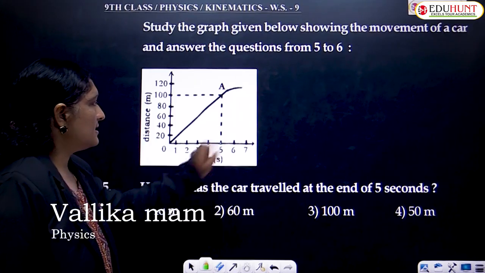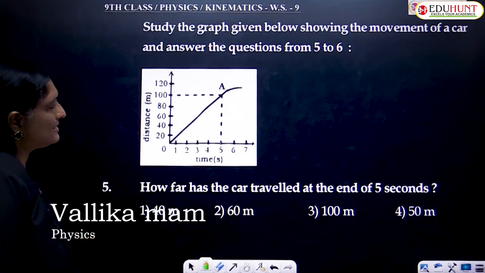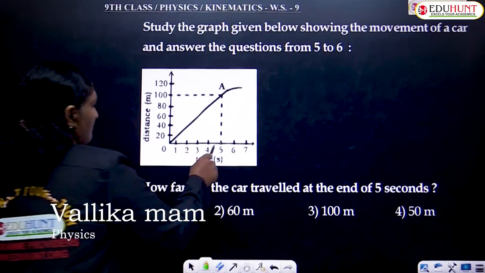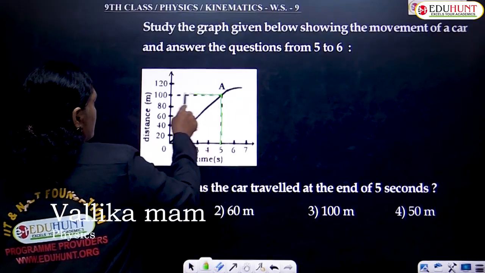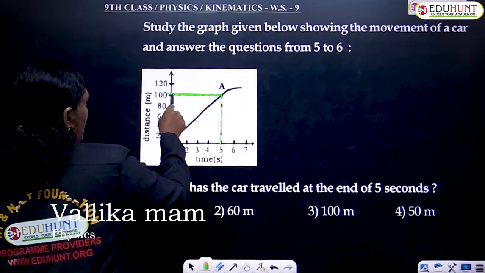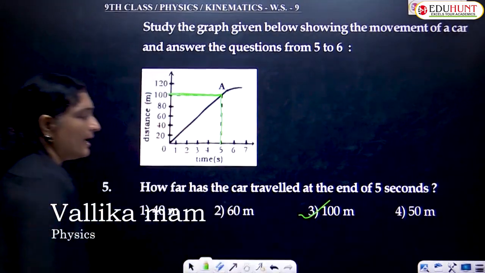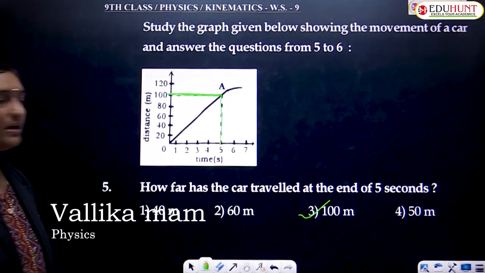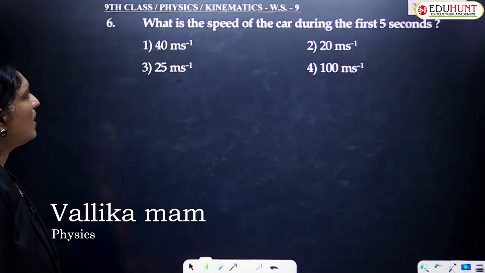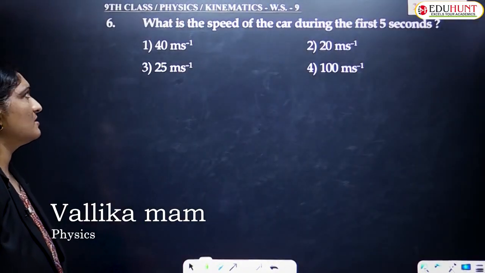So 5 seconds is something here. How far means displacement they have asked at the 5 seconds. What was his distance? How much distance he covered at the 5 seconds? 100 meters. From the graph, it is very clear that he covered 100 meters during 5 seconds. Next, what is the speed of the car during the first 5 seconds?